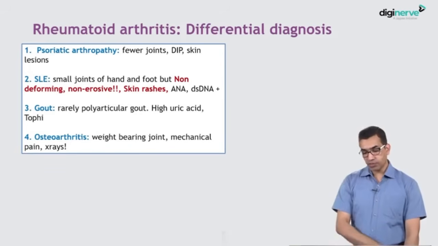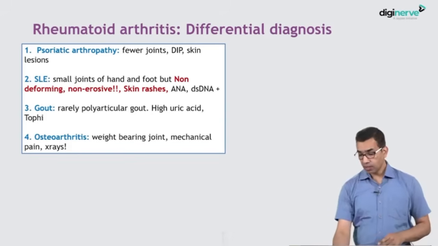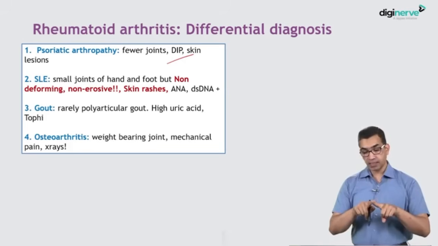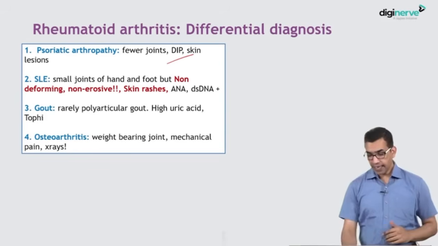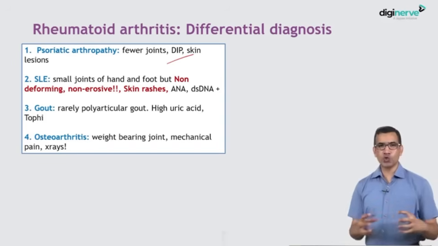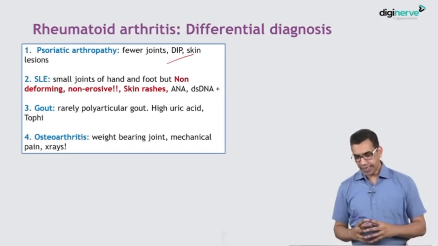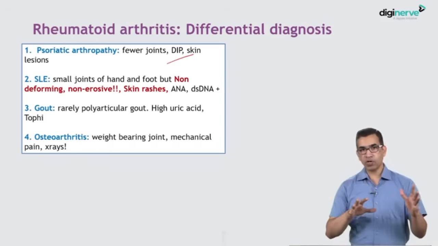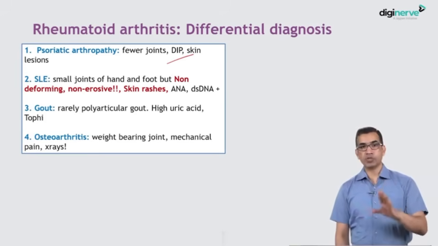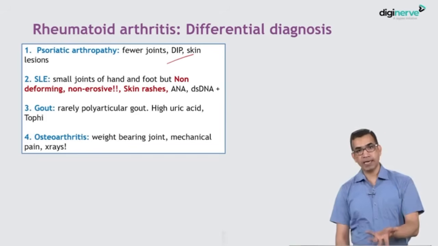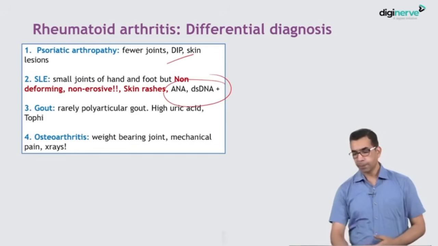But the differential diagnosis is psoriatic arthropathy: fewer joints involved, preferably the DIP, the distal interphalangeal joint, and you'll find a lot of skin lesions of psoriasis which are unmissable. There is something which is very close to rheumatoid, and that is SLE. In SLE, small joints of the hand or foot are involved, but remember, it is non-deforming, non-erosive. Non-deforming, non-erosive, but small joints of the hand and foot are involved, and you may find skin rashes. But also in those patients, ANA and double-stranded DNA are positive.